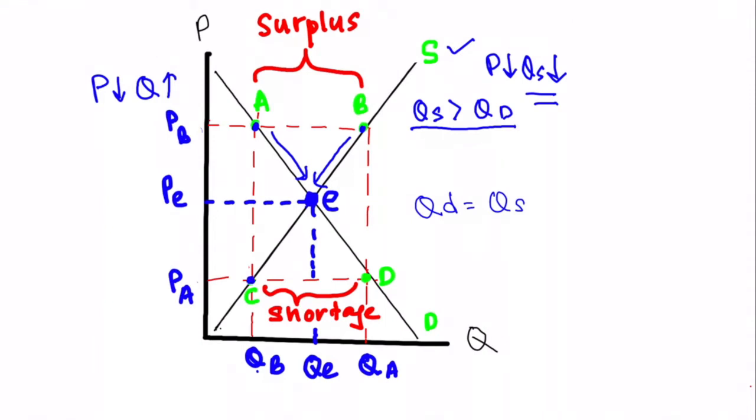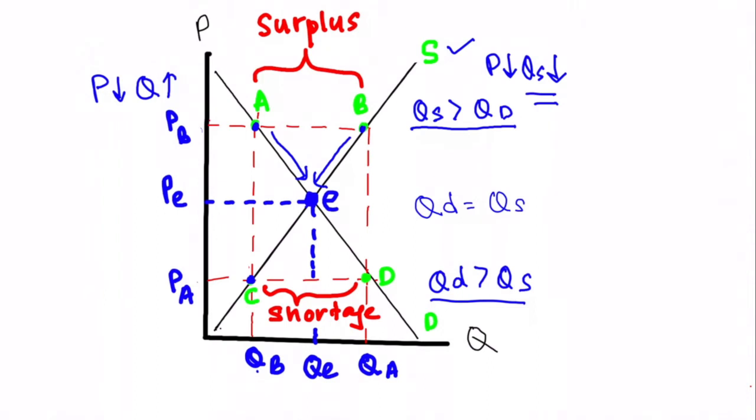Next we look into shortage, where the quantity demand is greater than the quantity supply. In this case here, let's look at price PA, where at price PA, quantity supplied is QB and quantity demand is at QA. It's at the demand curve. So the quantity demand is greater than the quantity supply. So over here, the economy is experiencing a shortage, or we call it excess demand.